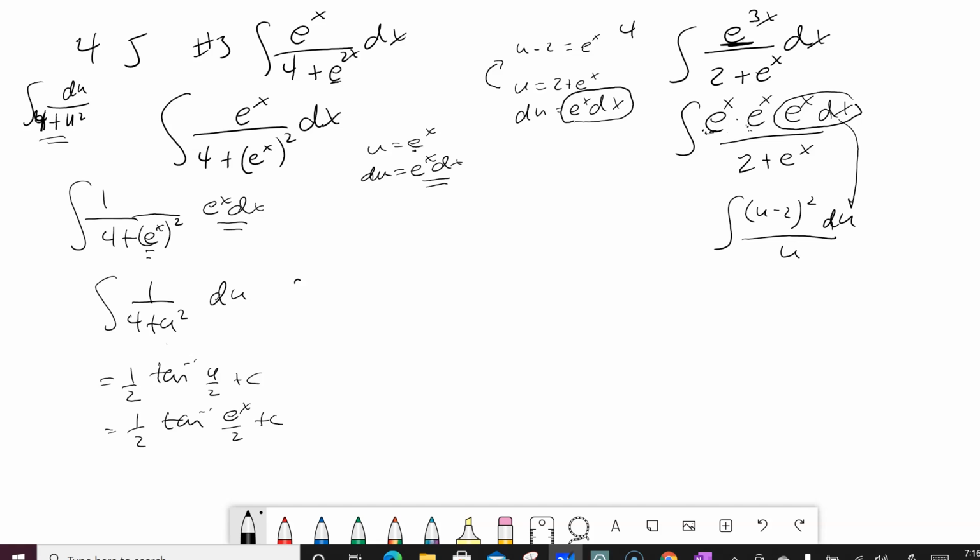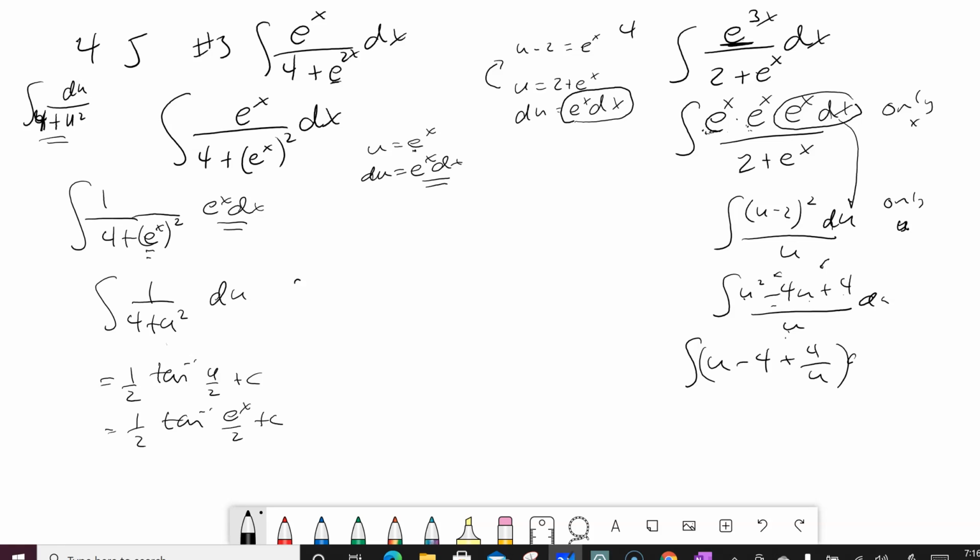Now I'm looking at an integral that has only u. You want to make sure you have only x at first, and then only u. Once you get to this only-u step, I notice I have to multiply it out, so I get (u squared minus 4u plus 4) all over u. Then I separate it around the addition and subtraction in the numerator. So u squared over u gives me u, negative 4u over u gives me negative 4, and this gives me 4 over u.